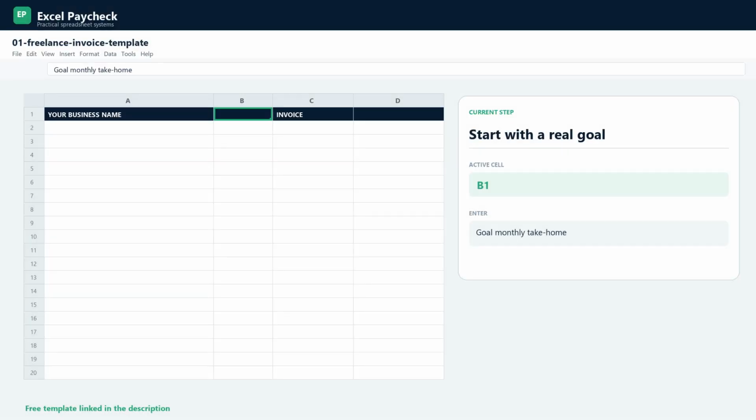Create a tab named Rate. In A1, type Goal Monthly Take Home. In B1, enter a realistic number for your situation. For example, $3,000. This is the money you want after business costs, not a viral income claim.